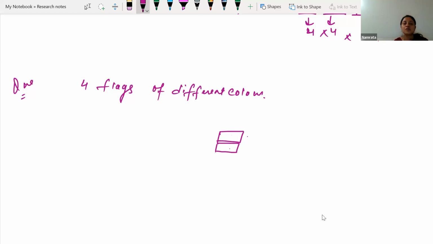Can you please tell me the total possibilities for the first one? If we have 4 flags, then here we can put any one of them. So we have 4 possibilities to fill this box. Yes or no? And for the next one, we have to use a different flag, repetition we cannot do. So 3 possibilities. Yes or no? And what we got from here is 4 into 3, that means 12 total possibilities.